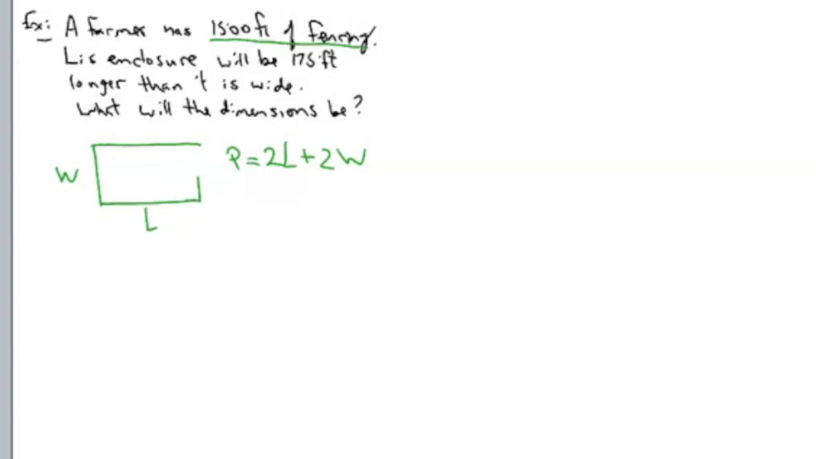This is the perimeter of an entire rectangle. Some of my rectangles are missing a side, so you have to be a little cautious. It's not always going to be 2L plus 2W. But the perimeter of a rectangle, that's the formula. So, might as well use it.